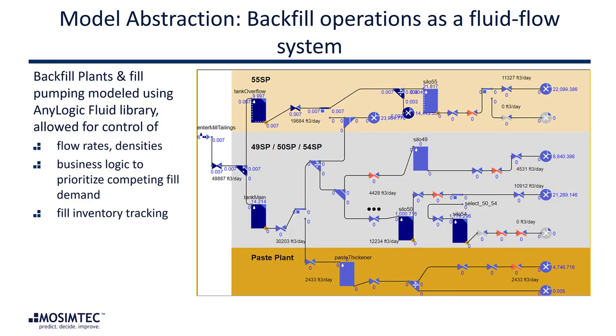Another key abstraction in the model is to represent the 4 sand plants, the 1 paste plant, and the CRF plant as an interconnected fluid flow system with tanks that represent silos for storing inventory of sand that is ready to be pumped to the headings in specific mining areas. The valves are used to regulate which plant gets tailings from the mill. It's used to implement working hours and controlling the flow to the headings, and it's used to implement failures and maintenance schedules.